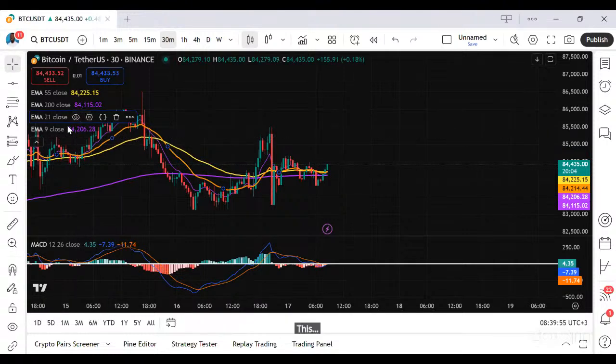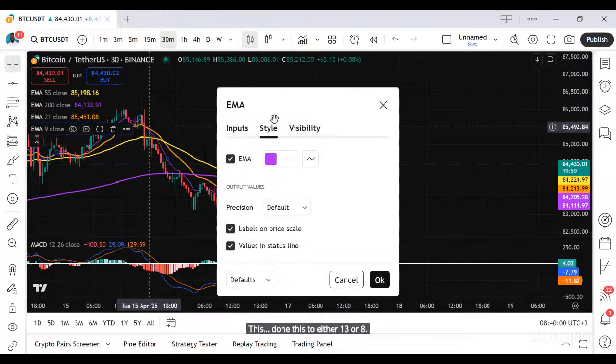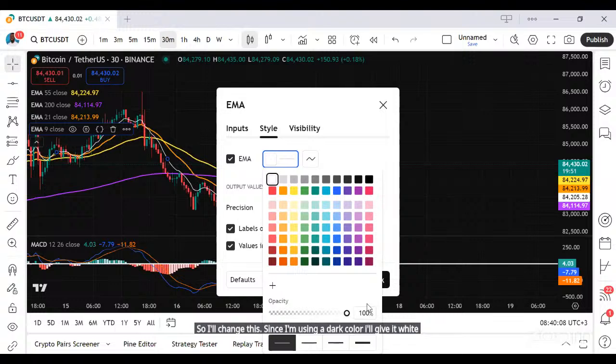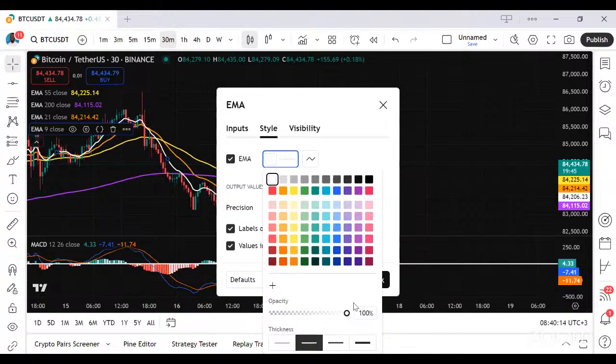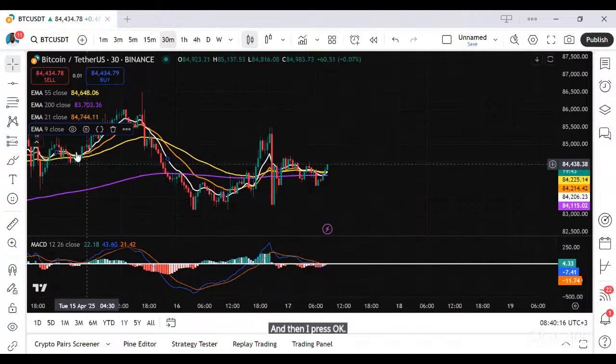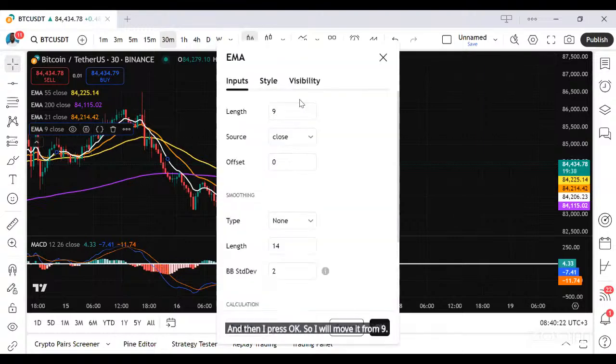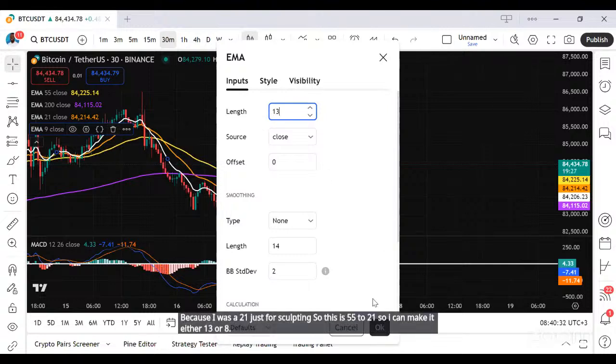This, turn this to either 13 or 8. So I'll change this. Since I'm using a dark color, I'll give it white. Then I increase the thickness so that I can see it better. Then I press OK. So I will move it from 9 to 20, because that one was a 21, just for scalping. So this is 55, 200, 21. So I can make it either 13 or 8. Any of the two. I'm using Fibonacci numbers.